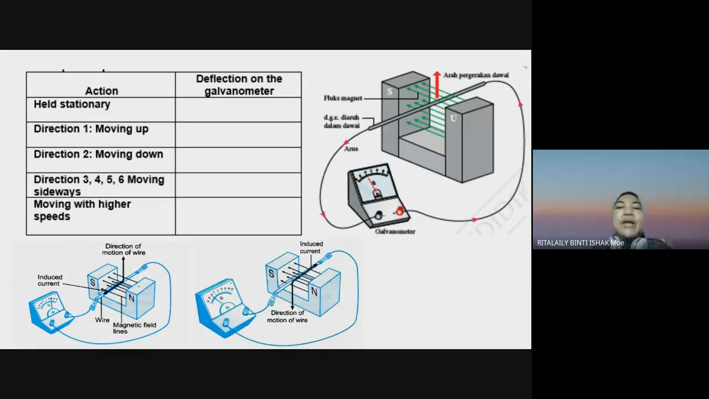Okay, so we have seen the video just now. When the conductor is held stationary, there will be no deflection of the galvanometer. When we move the conductor upward, it deflects to the left. But if it's moved downward, what happens to the deflection? It will deflect in the opposite direction, which is to the right.